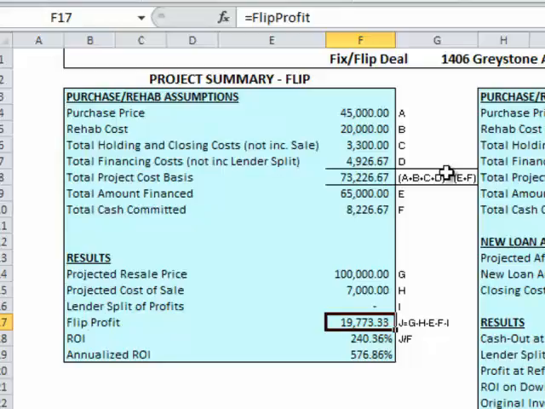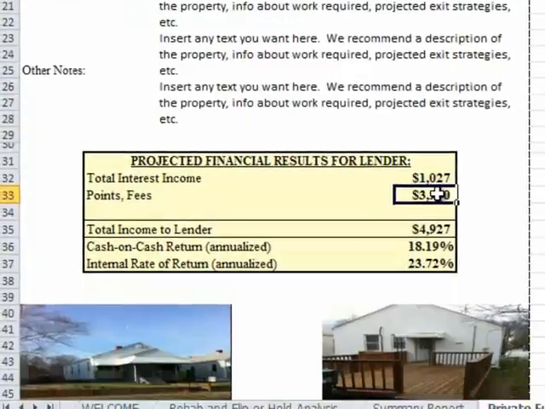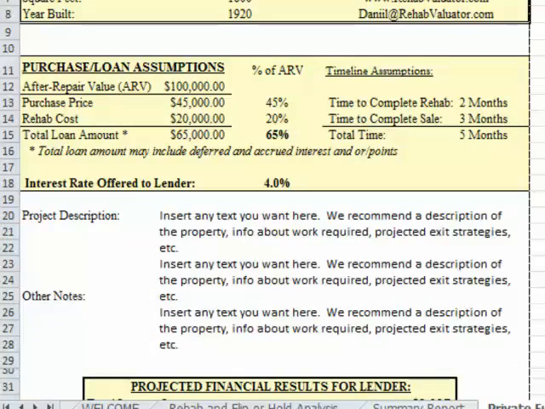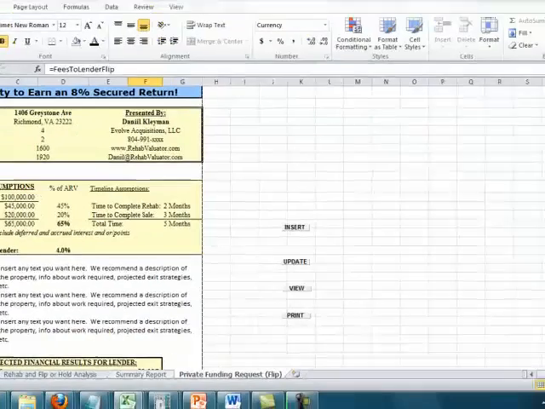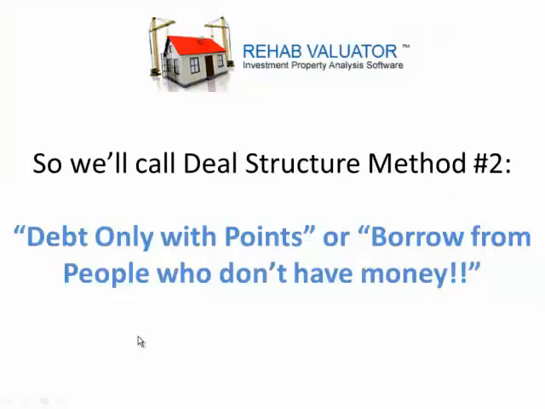This is very powerful, and the way you make it worthwhile to them is by offering them these points up front. I mean, to a lot of these people, making $4,000 just by writing you a check is huge. It's powerful. So that's one tip that is kind of unconventional. So we'll call deal structure method number 2 debt only with points, or borrow from people who don't have money. Seriously, write this down. It's pretty slick.